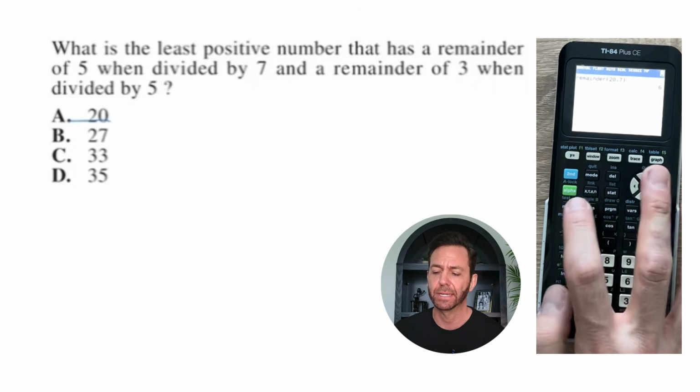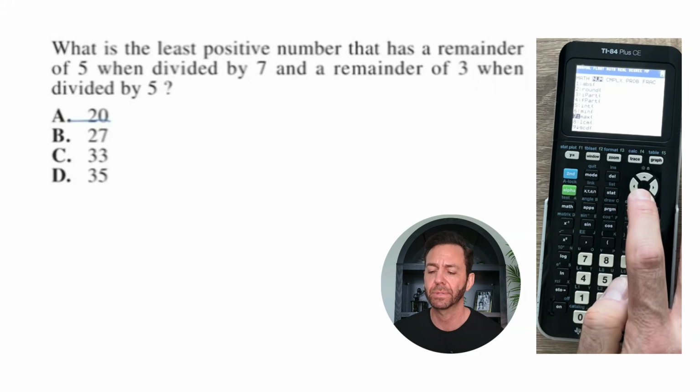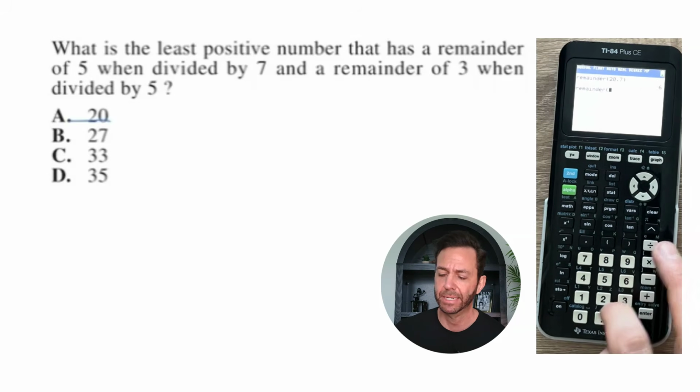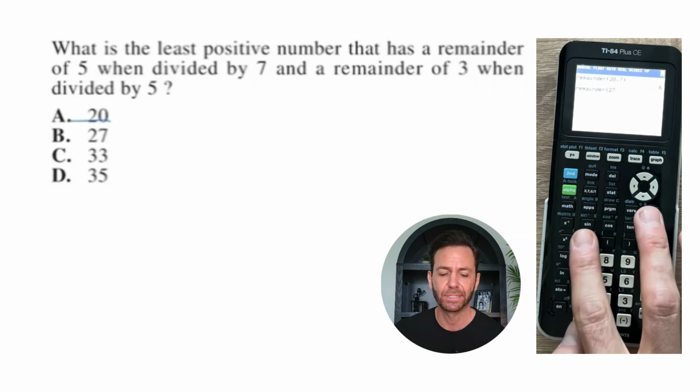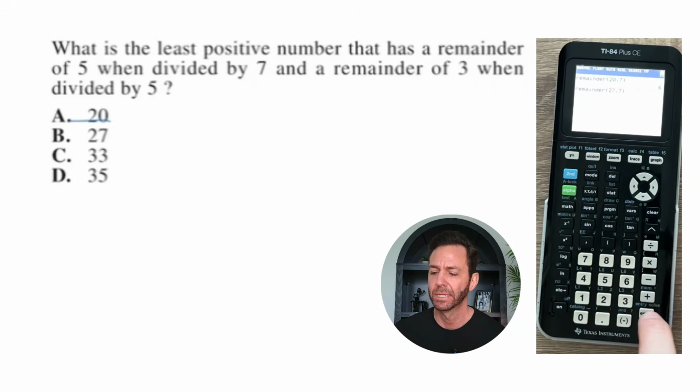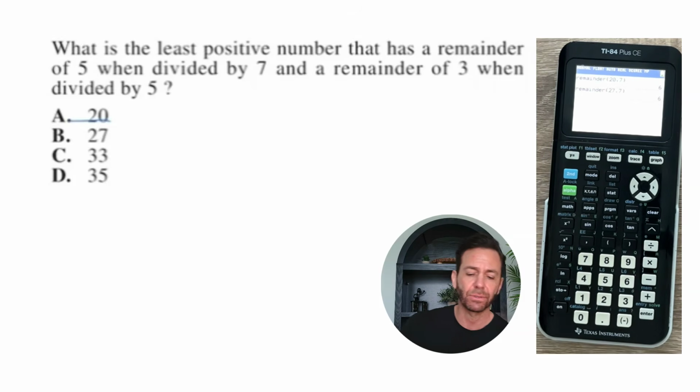So I'm going to do the same thing, math, number, and I'm going to go down to remainder. And now I'm going to select 27 divided by 7. And it's going to show me the remainder is 6. So that's not the answer either. Let's move on to C.